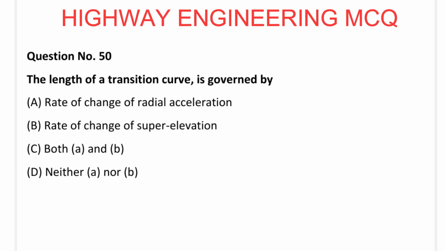So next question, the length of the transition curve is governed by: option A, rate of change of radial acceleration; option B, rate of change of super elevation; option C, both A and B; option D, neither A nor B. So the correct answer is option C, both A and B.